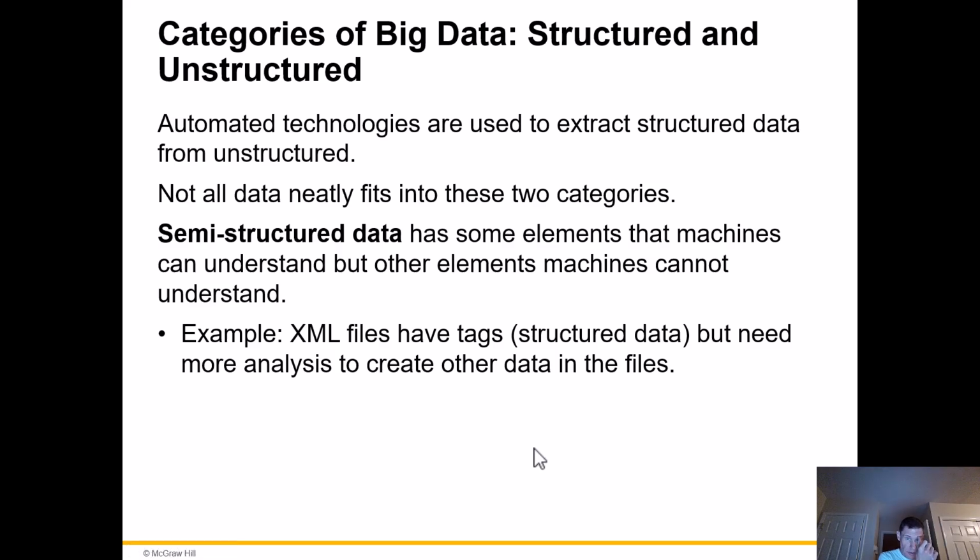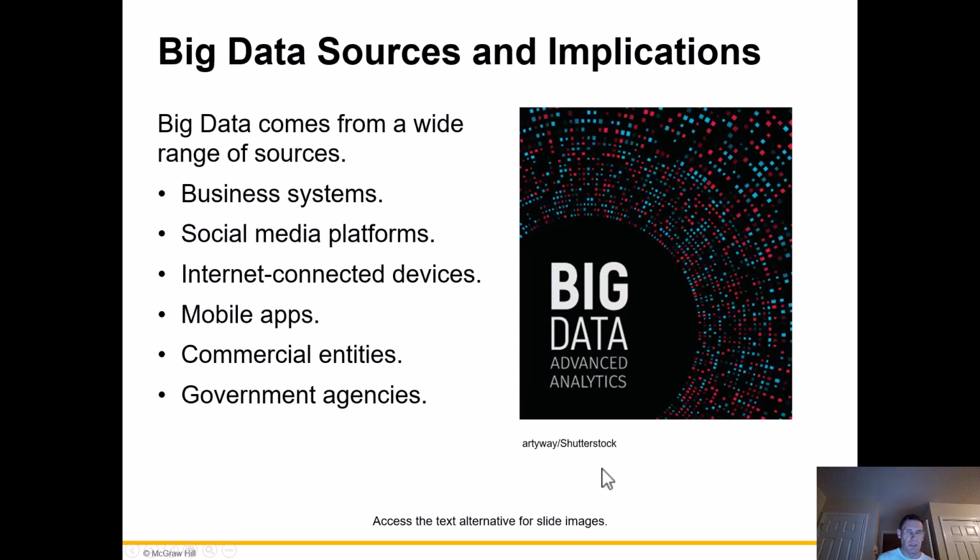Now, automated technologies are used to extract structured data from unstructured data. And now, of course, not all data neatly fits into these two categories. Semi-structured data has some elements that machines can understand, but there are also other elements that machines are just not able to understand. So, for example, XML files have tags, which of course is structured data, but they need more analysis to create other data in the files. So just more work.